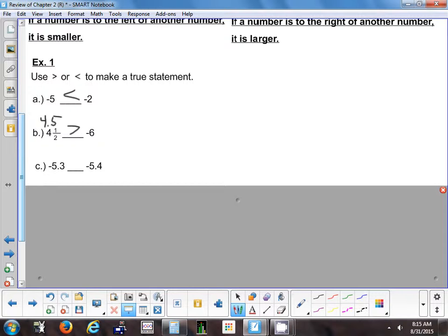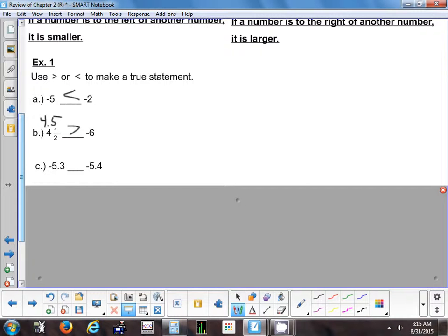All right, next one. Okay, these numbers are close. -5.3, -5.4. How about Zach? What do you think? You're going to put a greater than or less than? Less than. How many people agree with less than? Does anybody think greater than?